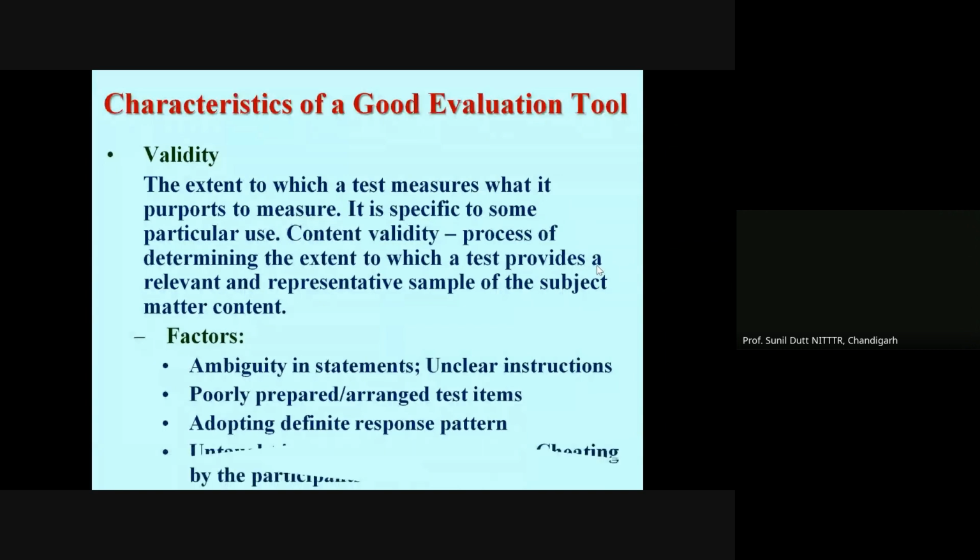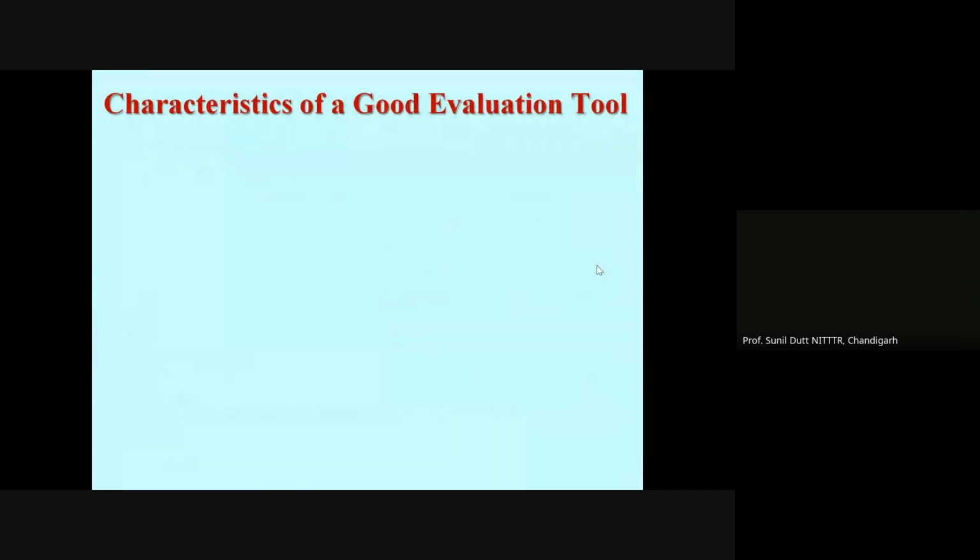And then, untaught items in the question paper. Vocabulary that is difficult: enumerate, elucidate, compare, evaluate, and so on. And cheating by some of the participants in a particular paper also influences the validity. Then comes the reliability part.